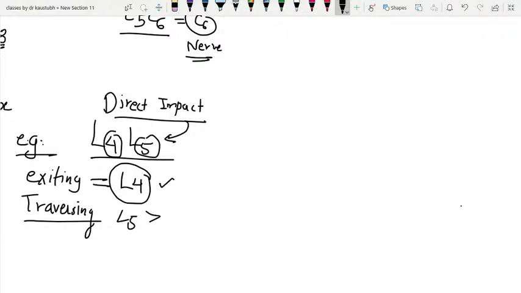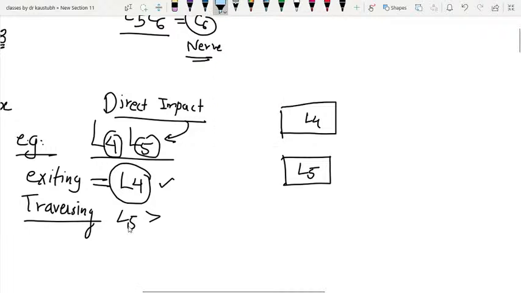But what would happen in an intervertebral disc prolapse? Let's look at the image we saw of the spine from behind. Imagine this is L4, and imagine this is L5. This is the L4 L5 intervertebral disc. Imagine there is an intervertebral disc here.